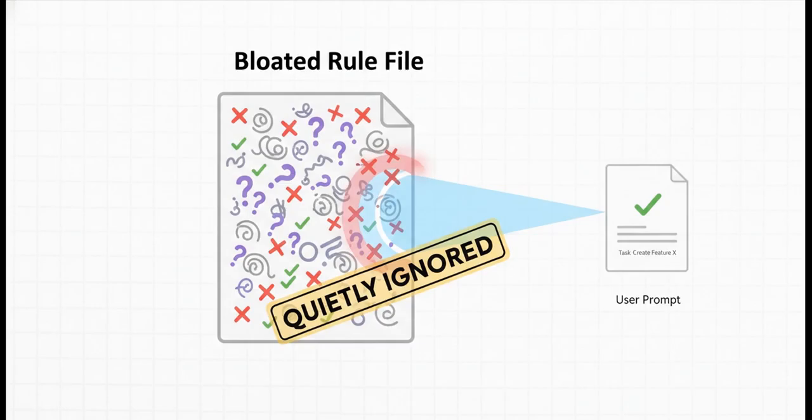And here's the real kicker. If that rule file is just too bloated with stuff that isn't relevant to the immediate task, the model might just quietly start ignoring the entire thing. It's not being difficult, it's just making a judgment call. It sees a giant wall of text where maybe only 10% applies, and it loses confidence in the document, so it goes back to guessing. And that's exactly what we're trying to stop.